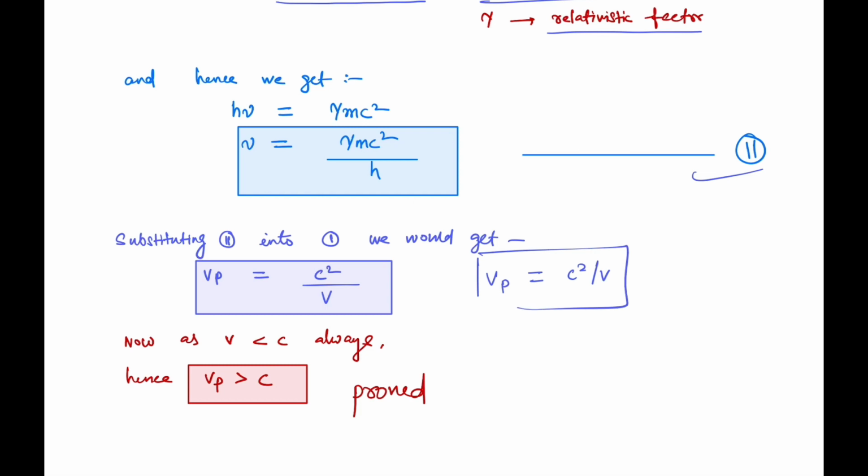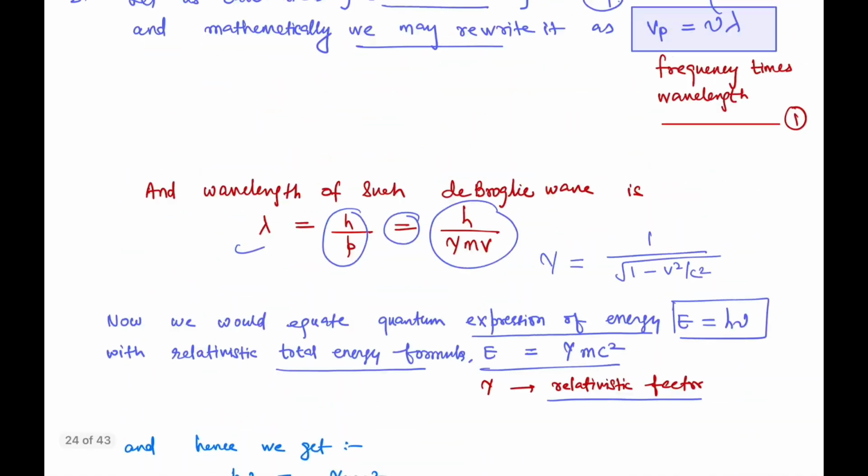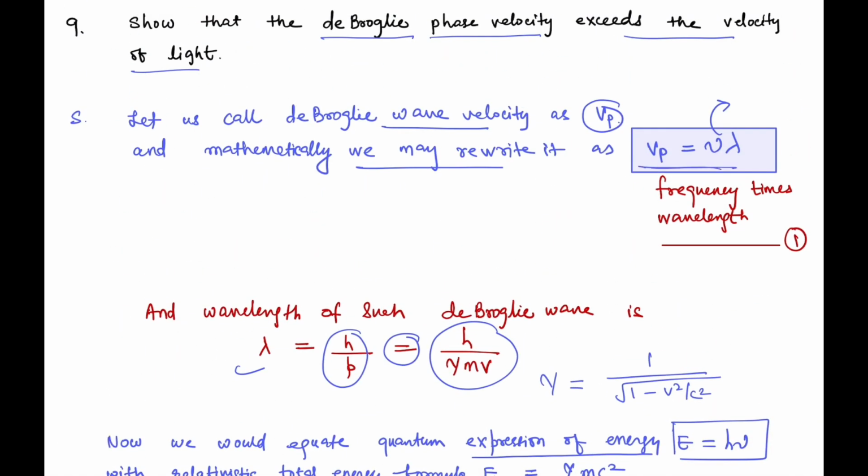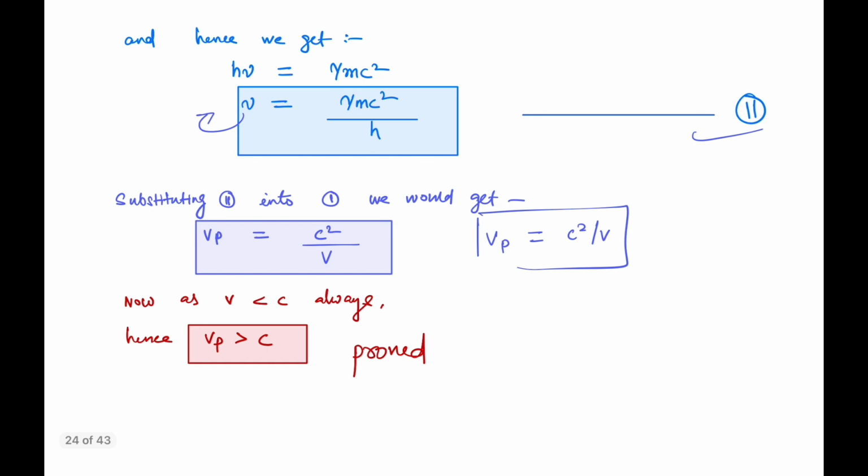Okay, you can do it mathematically. Pause the video, substitute this value of frequency into this expression. You will directly get Vp is equal to c square divided by v. And from here we could simply sense that Vp is greater than c. Because it is c square and it is just v, and v is not going to be more than c. So obviously Vp is going to be more than c. That is the mathematical analogy, because we know that v could never be greater than c.